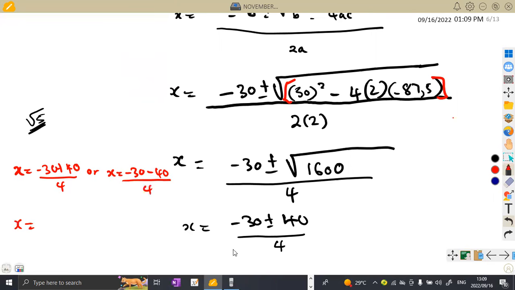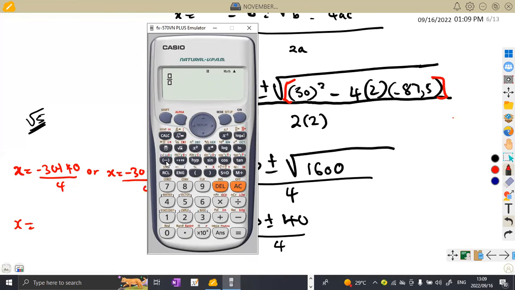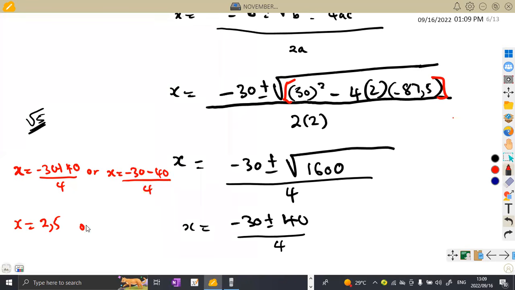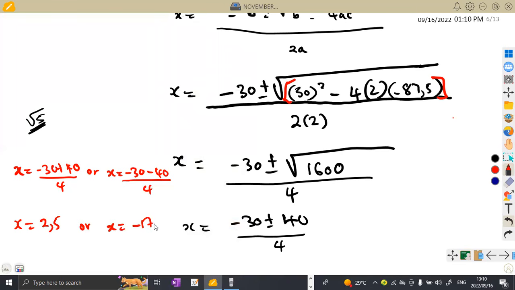This one you can simplify directly on your calculator. Let us just put it aside. I'm just going to put a fraction. So it's negative 30 plus 40, and whatever I get here, I have to divide by 4. So it's going to be 5 over 2, or as a decimal is 2,5. Depending on what you have, it's going to be 2,5, or x is equal to, here I just have to remove the positive and put a negative. So since I'm now at negative, delete this, put a minus. So it's negative 35 over 2, or negative 17,5. So this is negative 17,5. That is what we're given to solve.